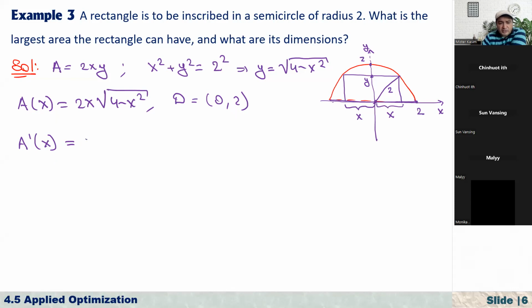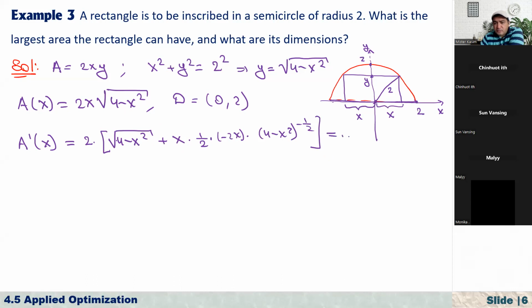Now we have the product of two functions. Let me just keep 2 here. If you differentiate x, it's just equal to 1, times the square root of 4 minus x squared, plus x times the derivative of the square root of 4 minus x squared. That is 1 over 2 times the derivative of 4 minus x squared, which is negative 2x, times 4 minus x squared to the power of negative 1 over 2. So this thing should be equal to 0.